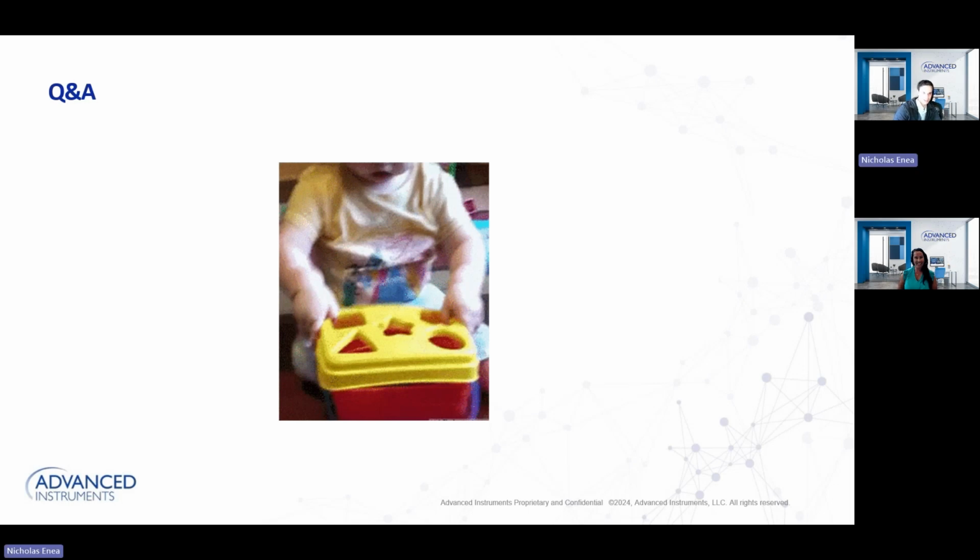Yep. Great. And the tip is important, as are environmental conditions, 100%. Other questions or concerns?